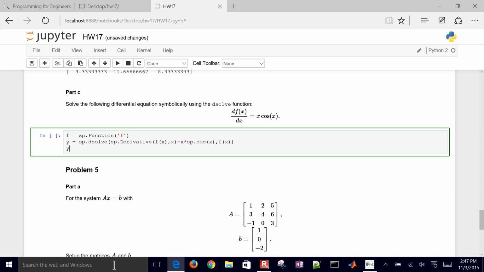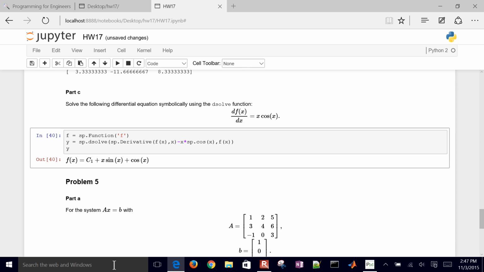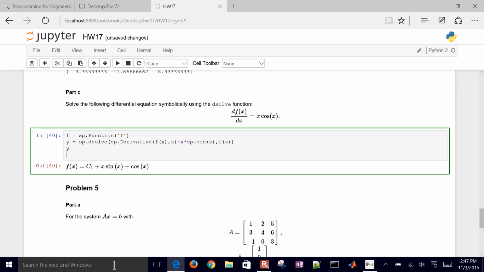Let's just go ahead and print that out and see what it comes up with. Okay, so I've solved this differential equation, solved for f of x. And then let's also do this another way. If I wanted to just integrate the right-hand side, that would give me the answer as well.